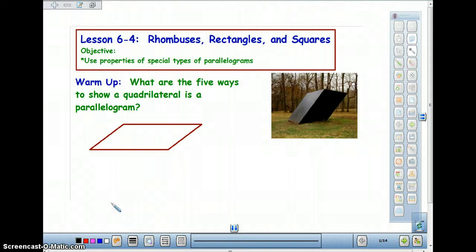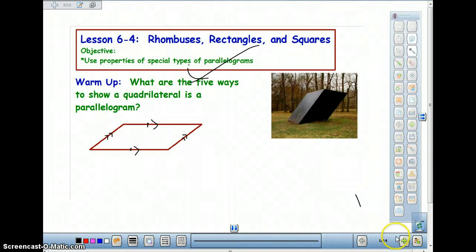If you remember, our 5 ways to show that a quadrilateral is a parallelogram are: number 1, the opposite sides are congruent. Number 2, the opposite angles are congruent. Number 3, opposite sides are parallel. Number 4, diagonals bisect each other. And if we remember our last one, number 5, if one pair of opposite sides is parallel and congruent, then it is a parallelogram.